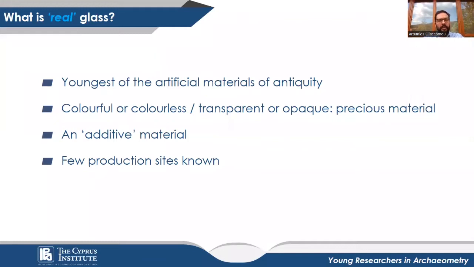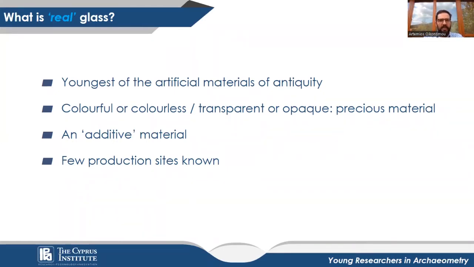So, to begin with, what is real glass? What do we consider as glass? Glass is the youngest of the artificial materials of antiquity. As you all know, ceramics appeared first around 10,000 years ago, followed by metals around 8,000 years ago, while glass appeared quite recently, around 4,000 years from today.